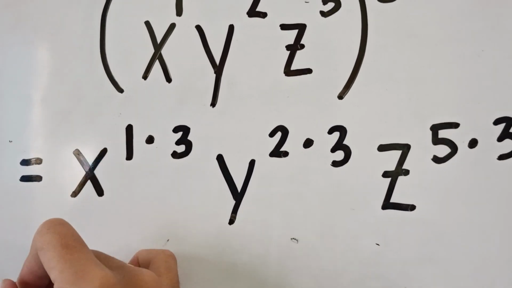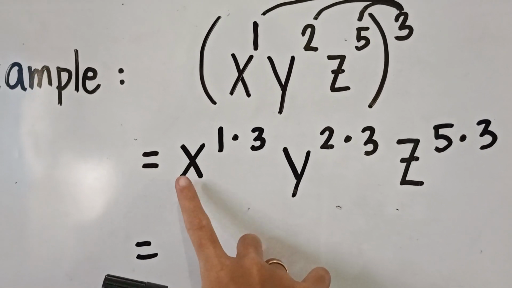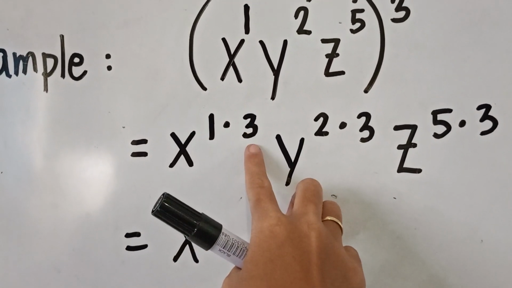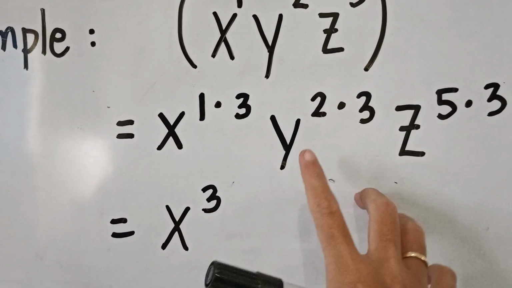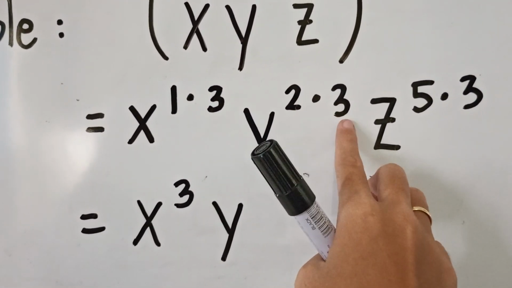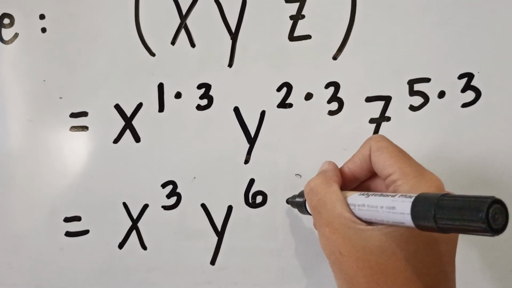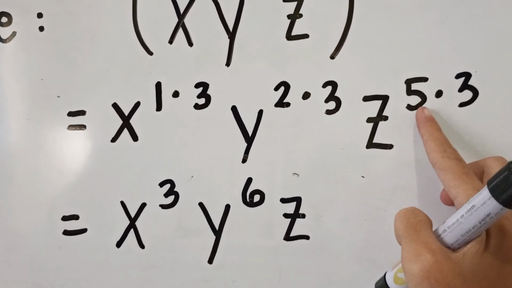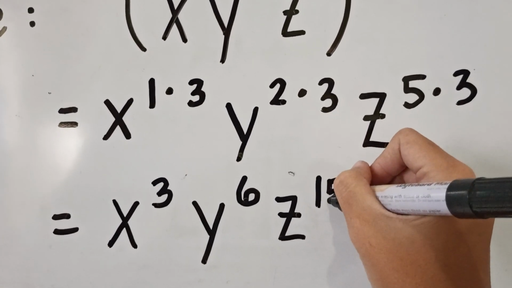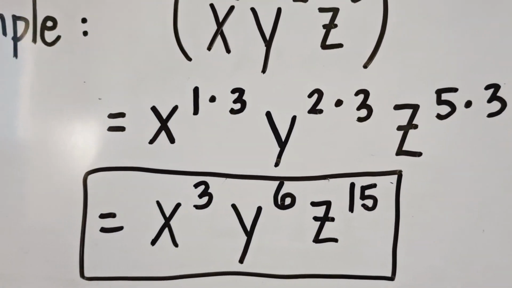Now let's get the final answer. We'll have first the variable x, so we write x here, and then multiply 1 times 3, that will give us 3. Next we have the variable y, and then multiply 2 times 3, we've got 6. And for variable z, we multiply 5 times 3, and that is 15. So the final answer is x cubed y to the power of 6 z to the power of 15.